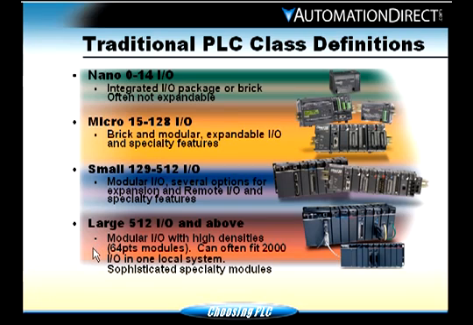Modular I/O, high densities, like our 405 PLCs, you have 64-point cards. You can often fit 2000 I/O in one local system. And you can see you get into more sophisticated specialty modules, some that take some brains to program.